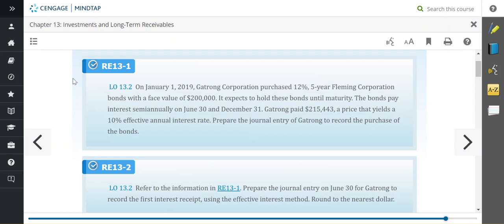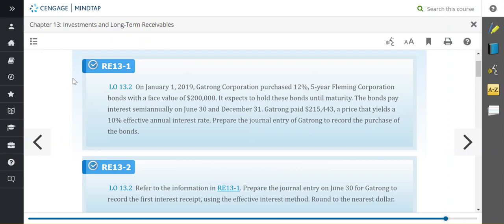So when we're looking at investments, we have 3 different levels of investments. We have investments in trading securities, investments in held to maturity securities, and investments in available for sale securities. The only way that we can classify an investment as an investment in a held to maturity security is if the corporation intends to hold that investment, in this case a bond, until it actually matures.